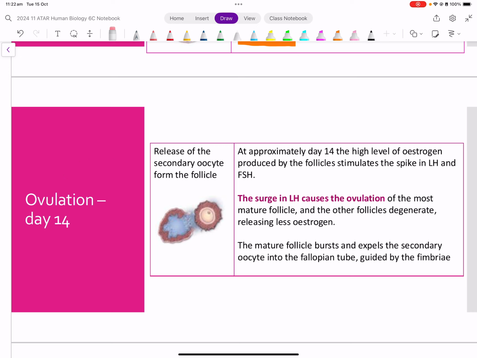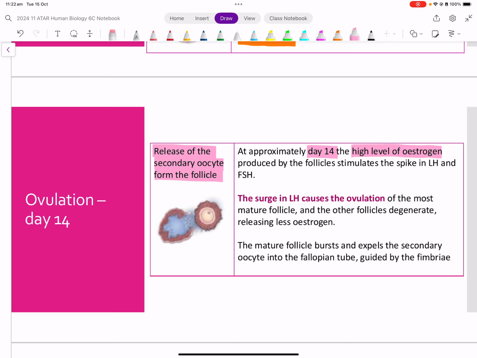And during ovulation, as we saw in our image right from the start of the lesson, this is when that secondary oocyte is released from the follicle itself. And this typically happens around day 14 of a 28-day cycle or in the middle of a cycle. But again, it's going to vary from woman to woman. And what we notice here is that this is a result of that high level of estrogen that we just spoke about.